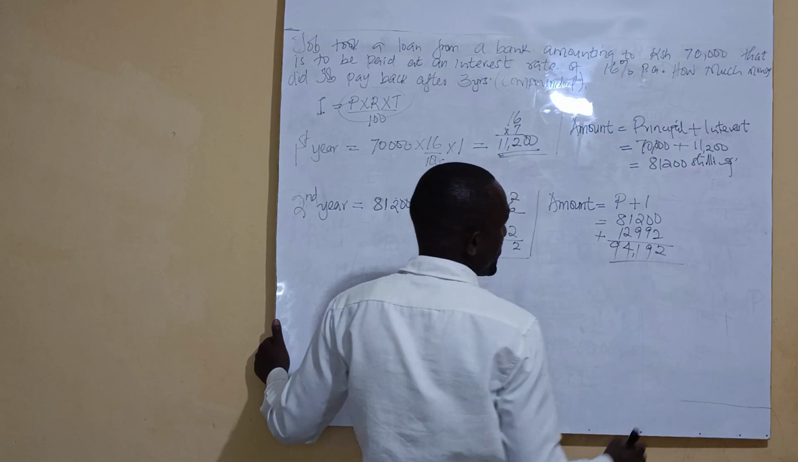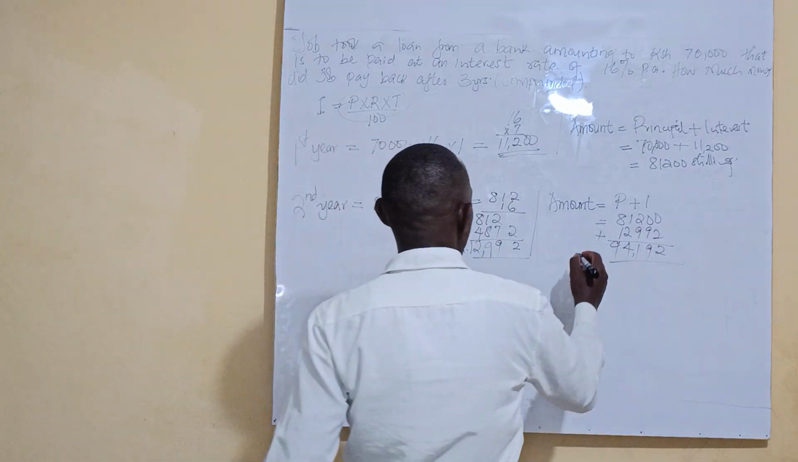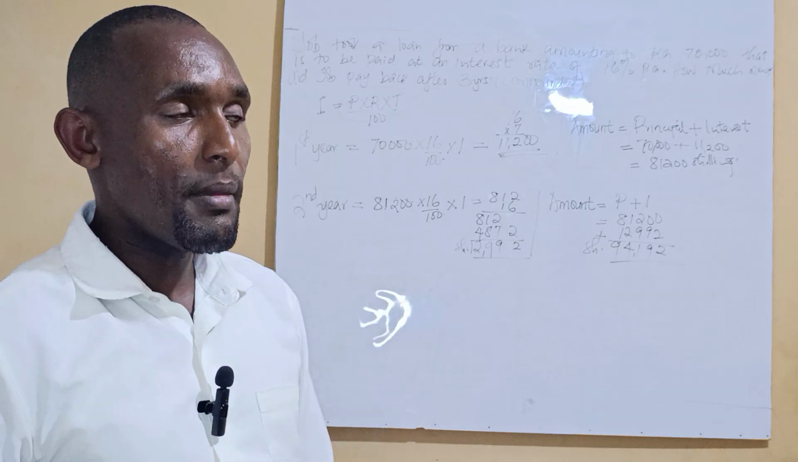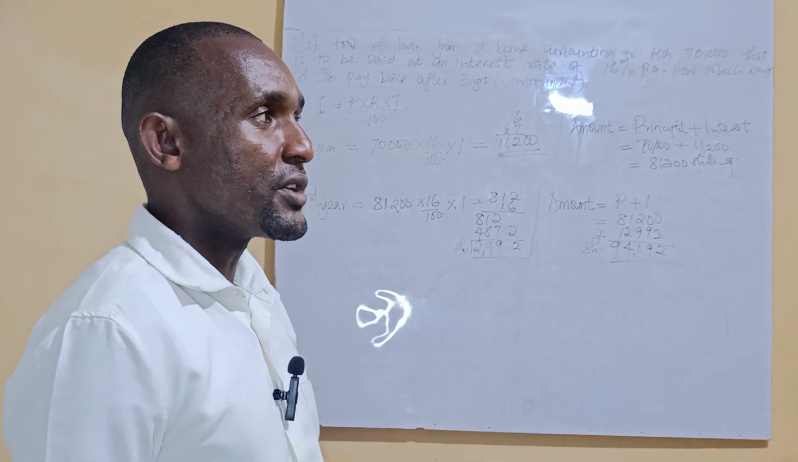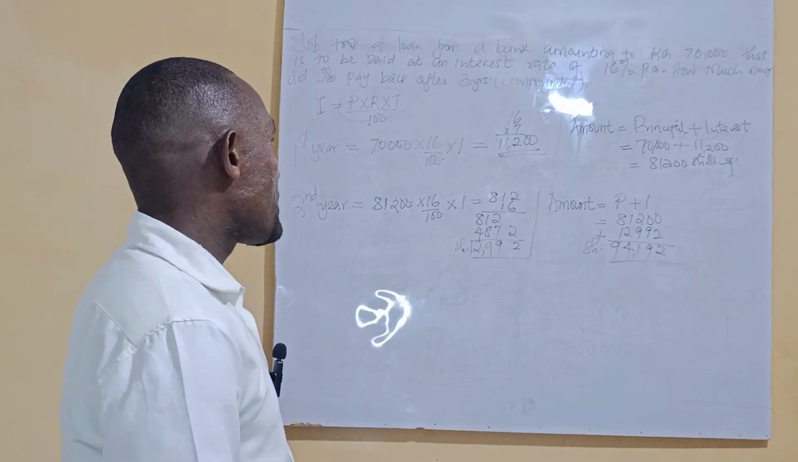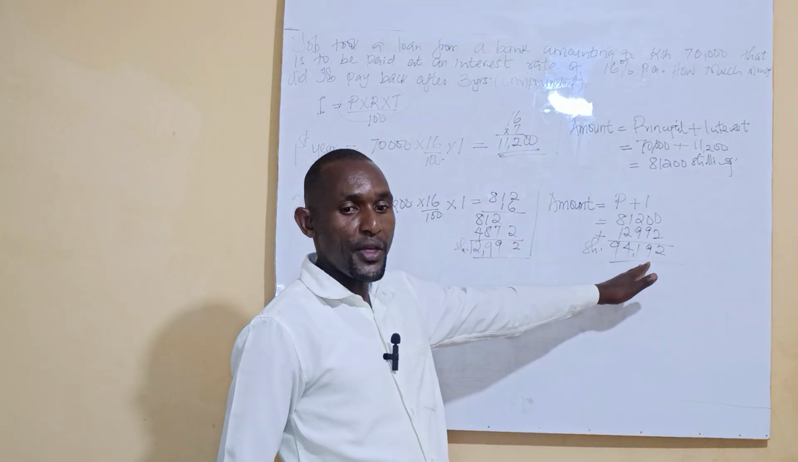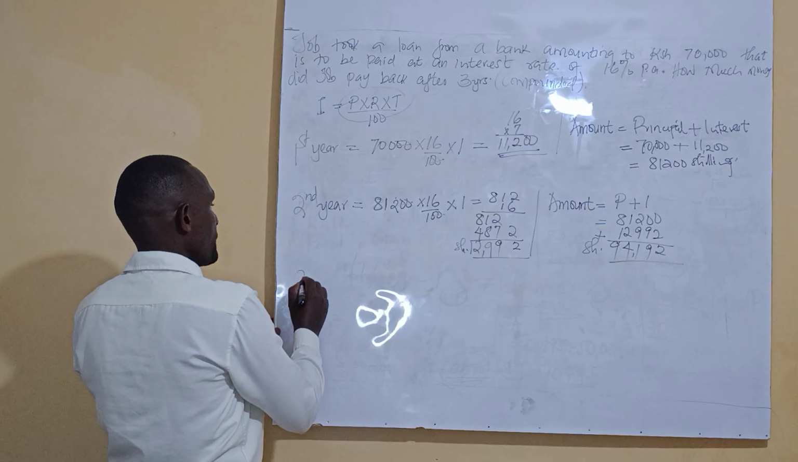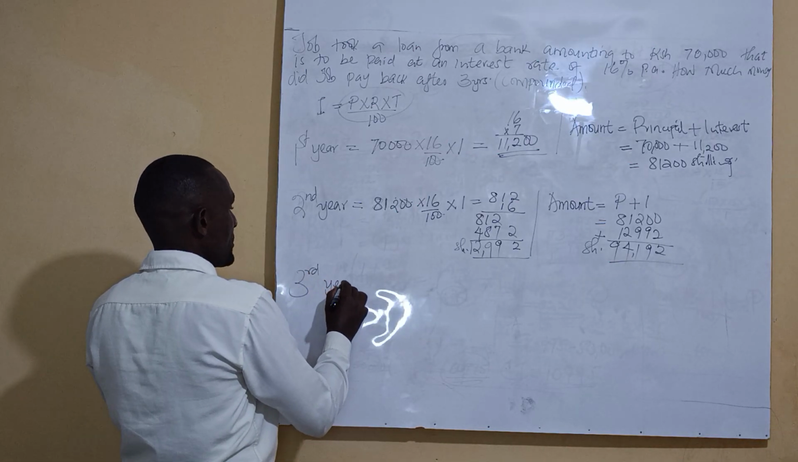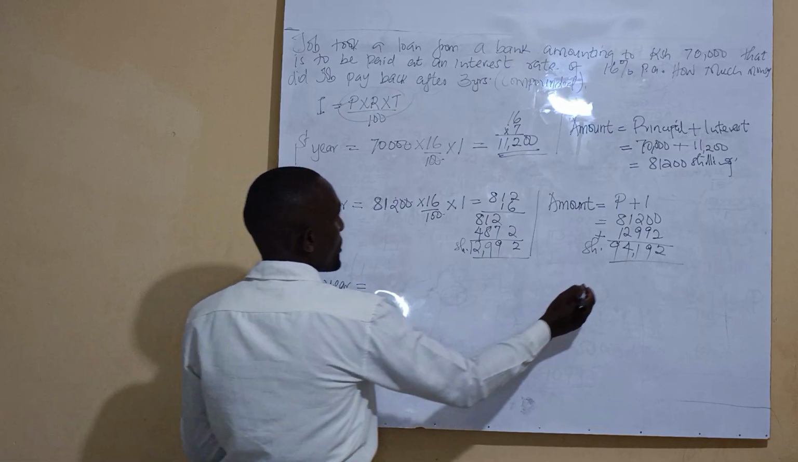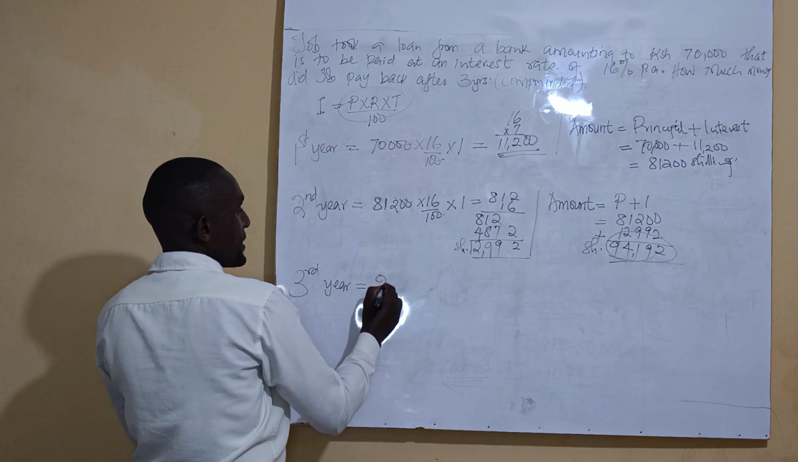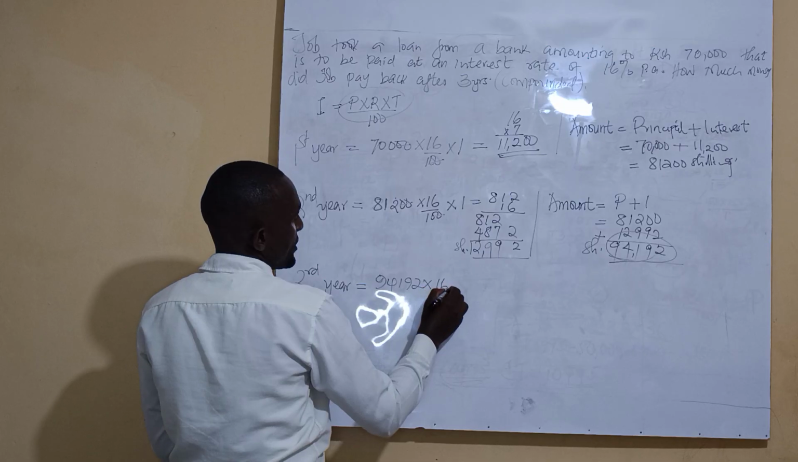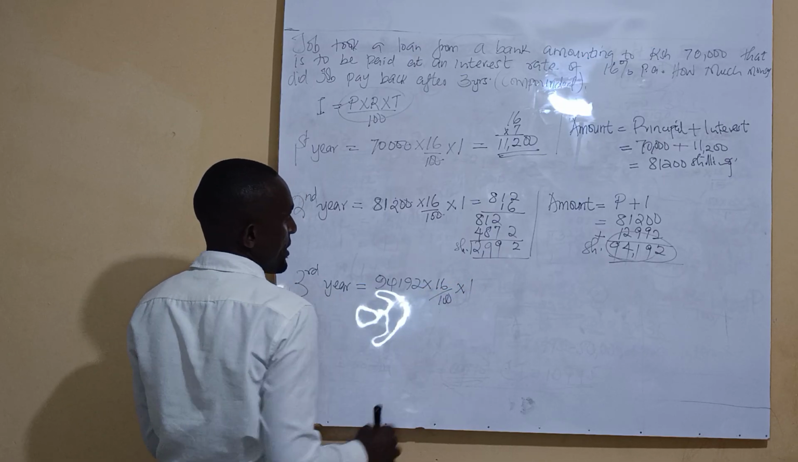94,192. So we are going to have a total of 94,192 shillings. So that is simply going to be the total amount in the bank by the end of the second year. Remember that this one is now going to be the principal for the third year. So the principal for the third year is going to be, so we go to the third year. For the third year is equals to principal, which is now this amount, 94,192 multiplied by 16% multiplied by the third year.